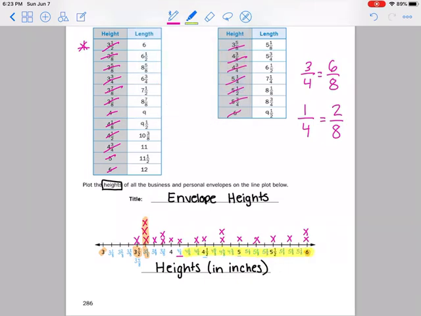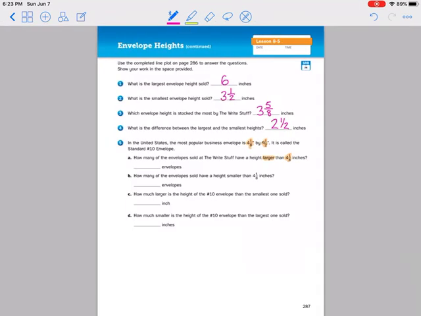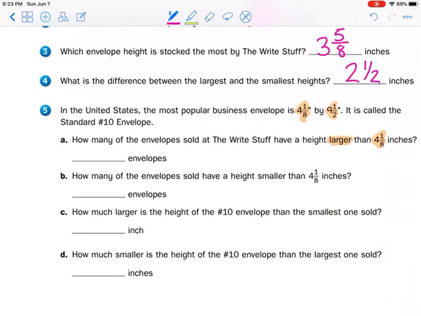So we're going to count how many were sold. 1, 2, 3, 4, 5, 6, 7, 8, 9, 10. So there was 10 envelopes sold larger than 4 1/8 inches.